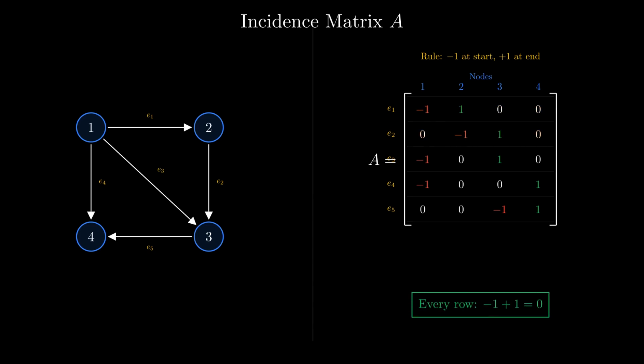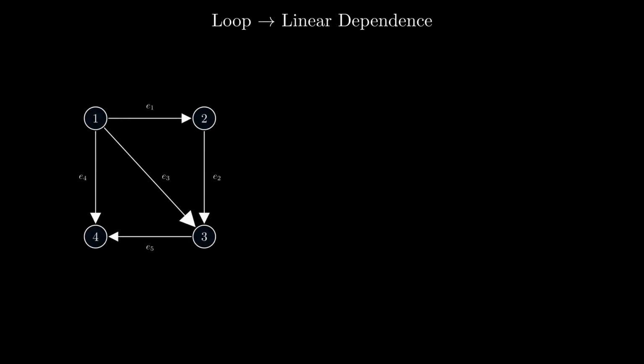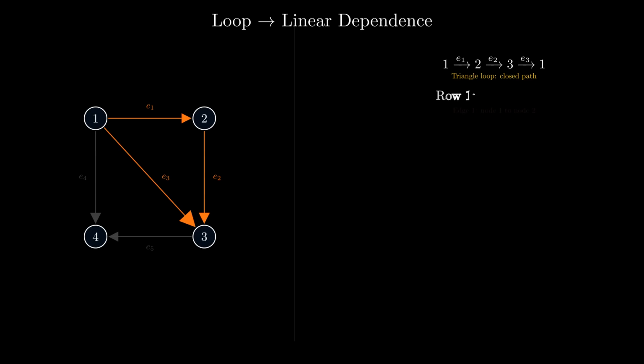Notice that every row sums to 0. That's because each edge takes from one node and gives to another. -1 plus 1 is always 0. Look at the graph. Edges 1, 2, and 3 form a triangle. Edge 1 goes from node 1 to node 2. Edge 2 goes from node 2 to node 3, and edge 3 goes from node 1 to node 3. That's a closed loop. Here's the key insight.